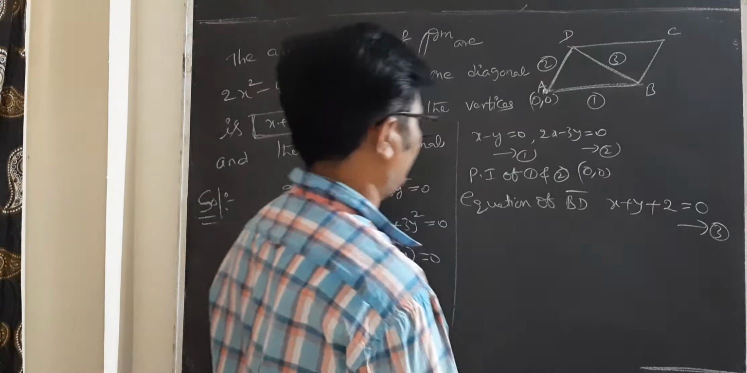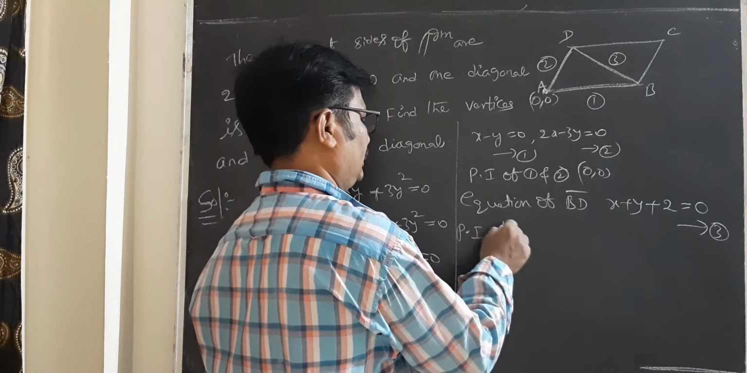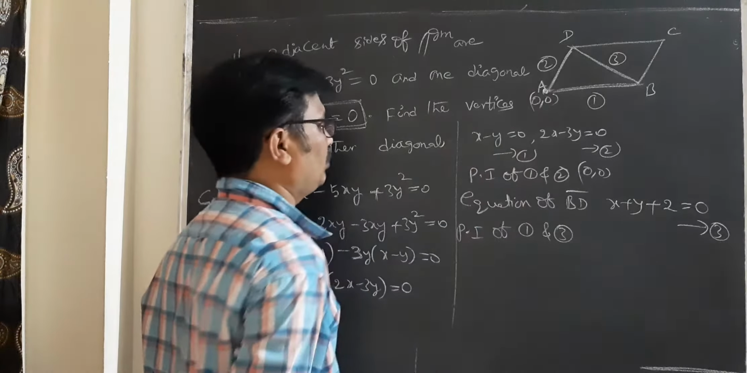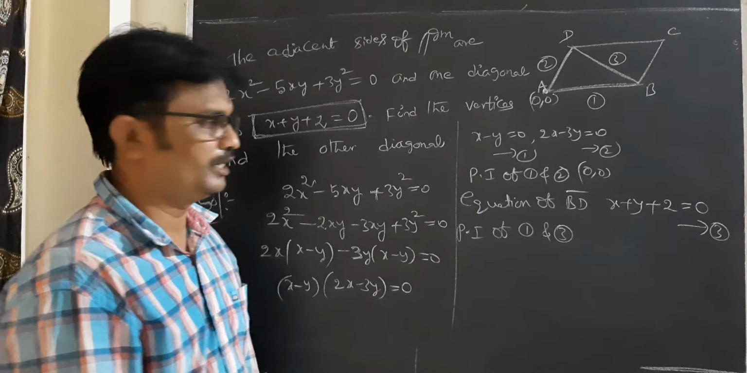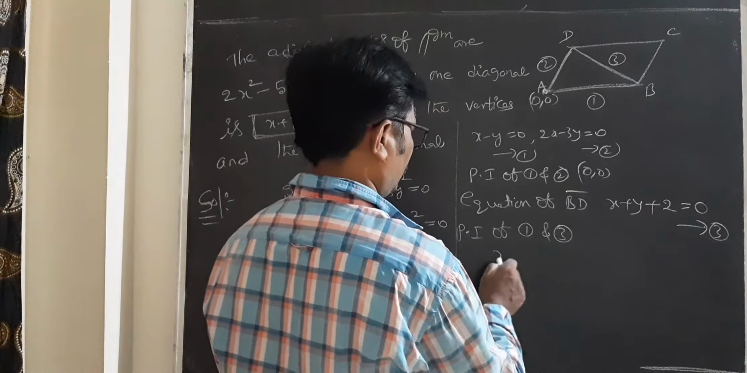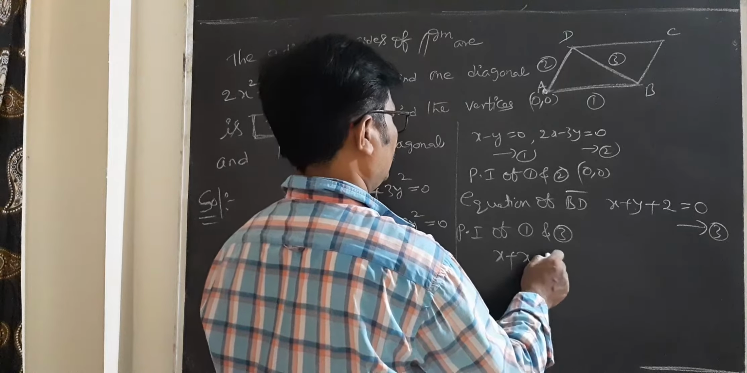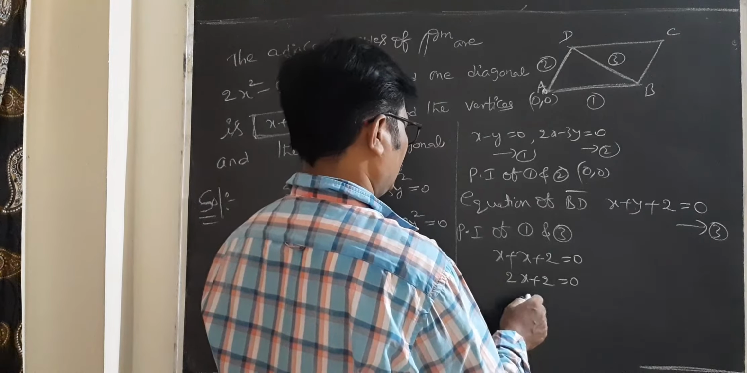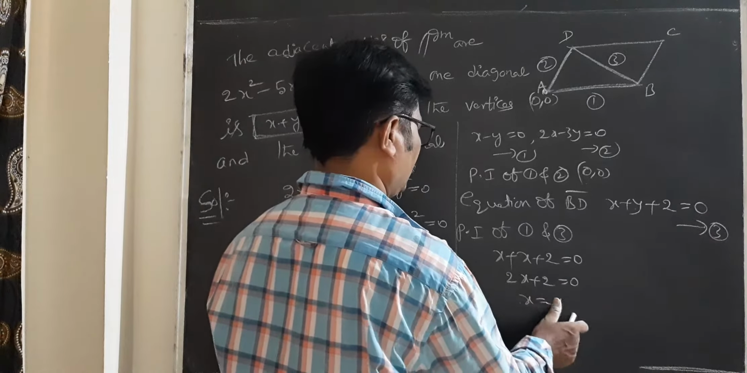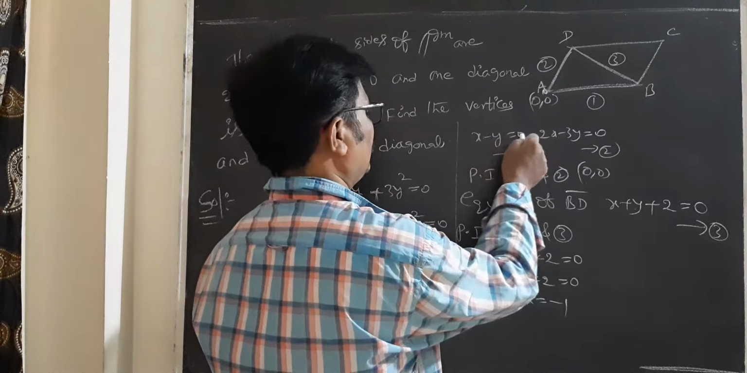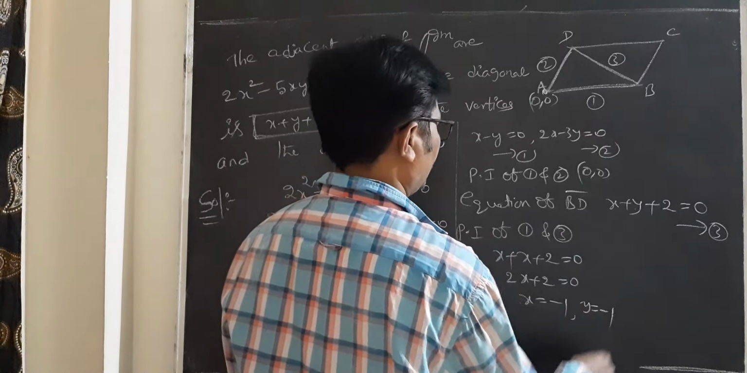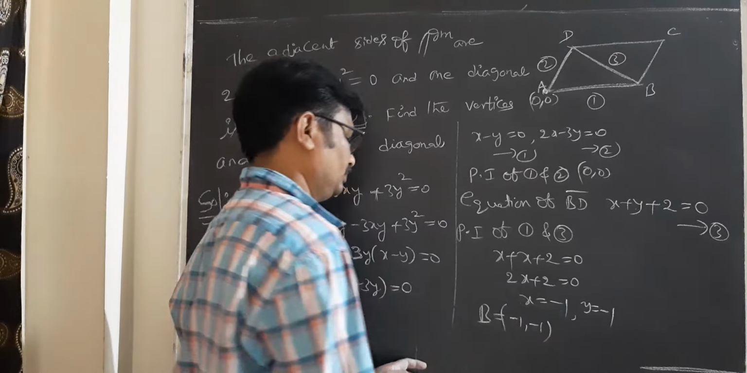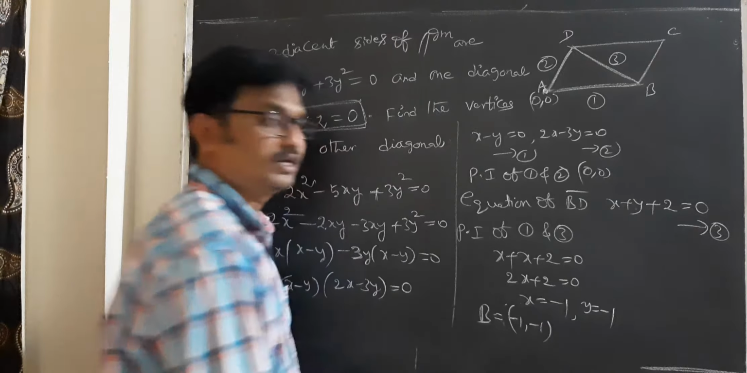Now students, point of intersection of 1 and 3. Dear students, 1 is x equal to y. Substituting here, x plus y equal to x, definitely 2x plus 2 equal to 0, and this is x equal to minus 1. Therefore, x equal to y, so y is also minus 1. That is the point B, minus 1 comma minus 1. This is the vertex B, minus 1 comma minus 1.